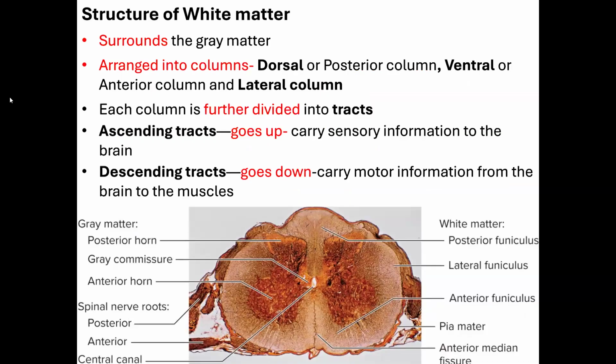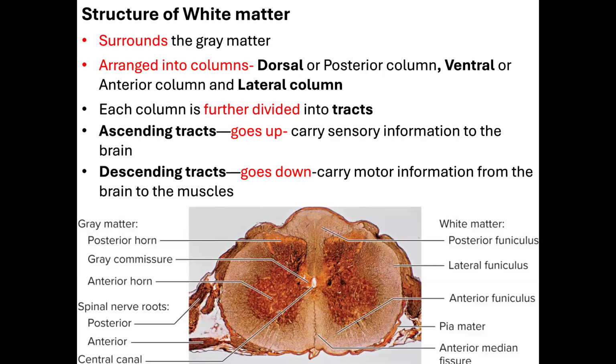Now, we talked about the gray matter, and that's enough. Let's go into the white matter. The white matter, I told you, consists of axons, myelinated axons. That's why it's white in color. And it's arranged into columns. So there are three columns. There's a dorsal column. This is a dorsal column. There's a ventral column. This is a ventral column. And there's a lateral column. Very similar. Okay? So these columns contain tracts.